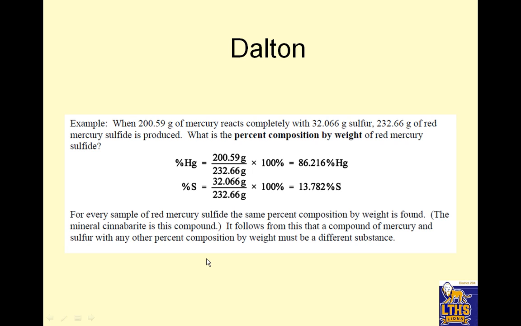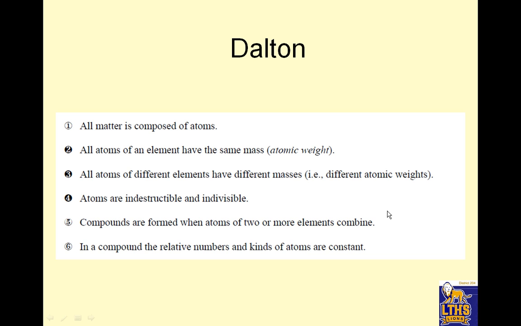Some of the evidence was something like this. If you took some mercury and sulfur and reacted them, you got a new compound called mercury sulfide. And every time you did it, to get that compound, you had these percents of each element in that compound. So there's some scientific evidence or data to support the theories.